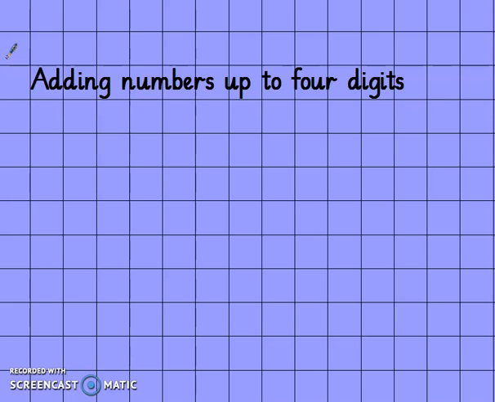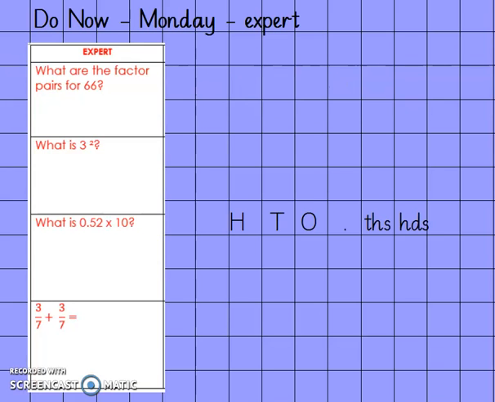So the first thing that you need to do is we're going to be looking at our do now. And remember, on a Monday, that's when it's the expert's turn to go through the sheet. So what I'll do is I'll talk through it, and then maybe you could do it on your sheet at the same time. So try and get some paper and a pen in front of you, because that'll be really helpful going through. So the first one is, what are the factor pairs for 66? Now see if you can think of any as we're going through, so now might be a good time for you to pause the video and give it a go. And remember, for that you need to think about what you can times together to make 66.